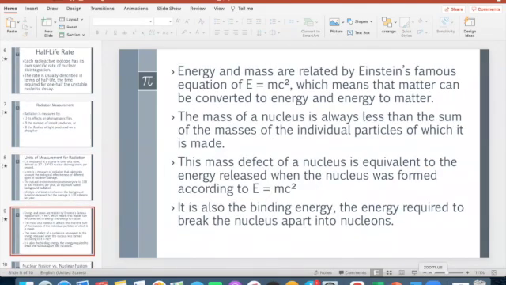Energy and mass are related by Einstein's famous equation, E equals mc squared, where m is the mass and c is the speed of light, squared. The mass of the nucleus is always less than the sum of the masses of the individual particles it is made from. The mass defect of a nucleus is equivalent to the energy released when the nucleus was formed, according to E equals mc squared. It's a binding energy, the energy required to break the nucleus apart into individual nucleons.